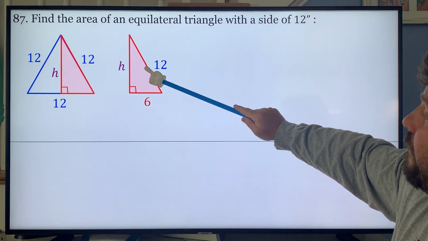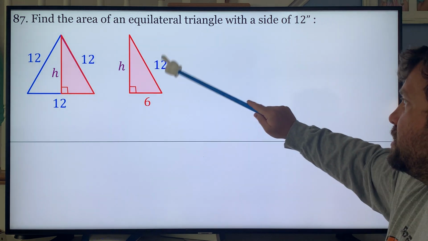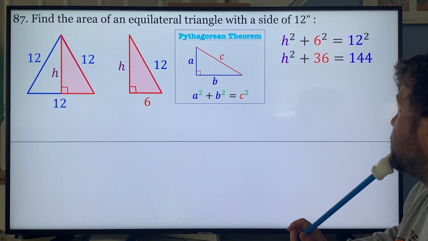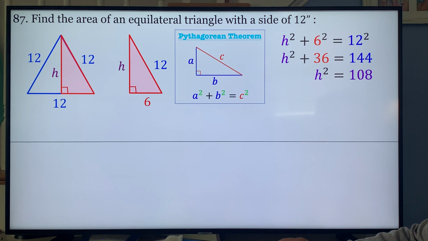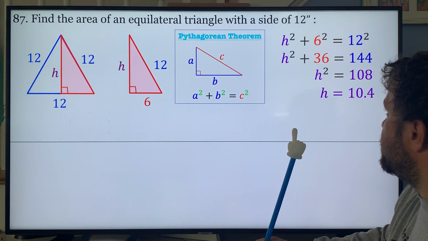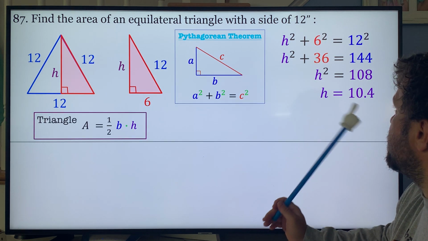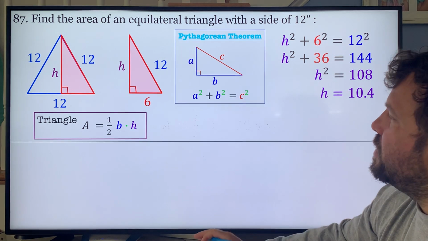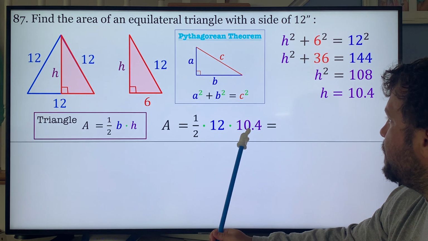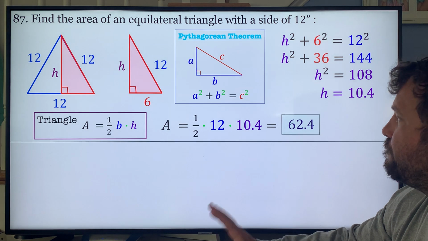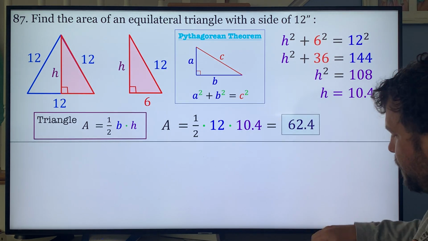So what do we use here? A squared plus b squared equals c squared. All right, Pythagorean theorem. 8 squared plus 6 squared is 12 squared. 8 squared plus 36 is 144. 8 squared is 108. H is 10.4. So the height of this equilateral triangle is 10.4. And what's the base? 12, not 6, 12. So it's half of 12 times 10.4, 62.4. And it's 62.4 square inches.